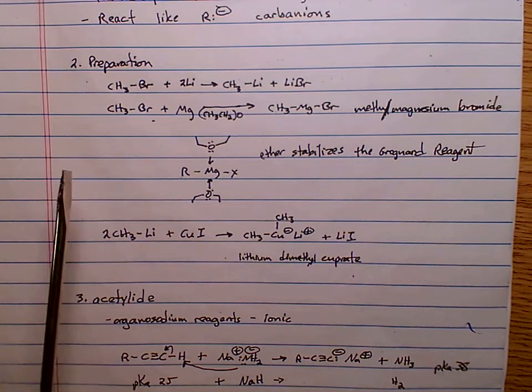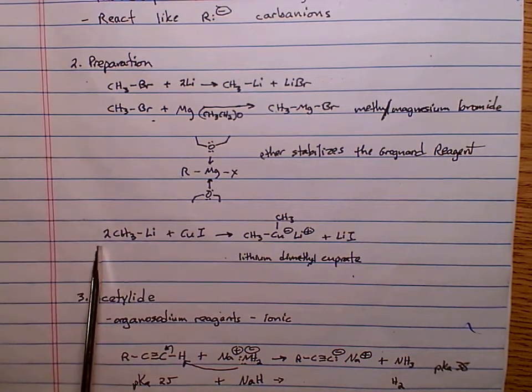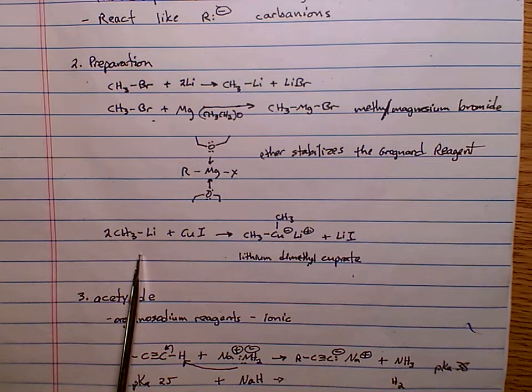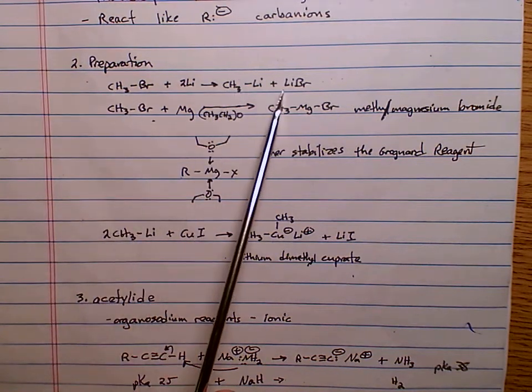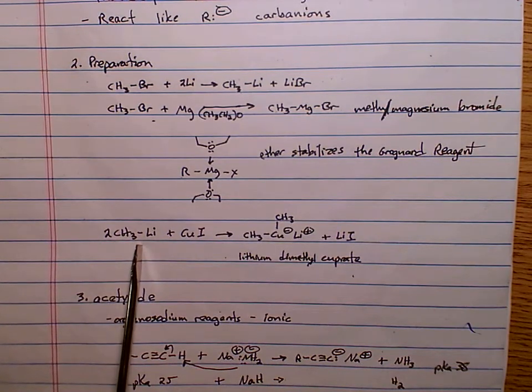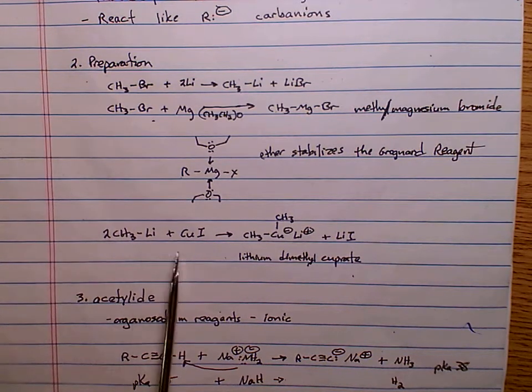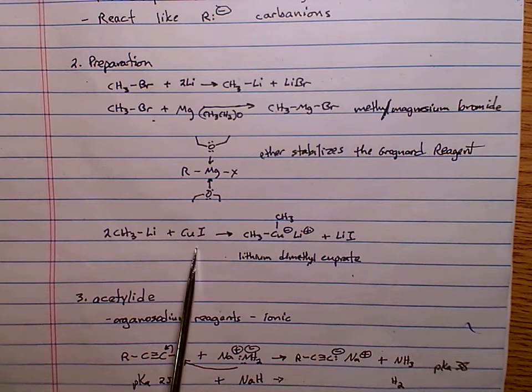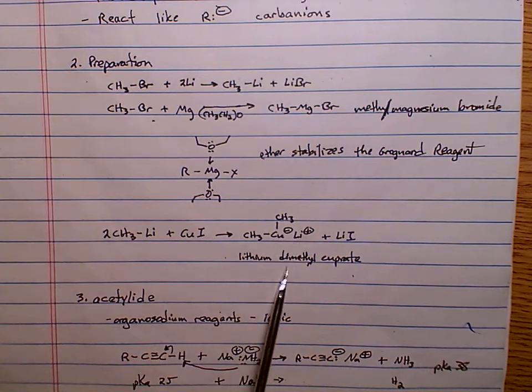To make our organocuprates, we actually have to start with another organometallic reagent. You have to first make the alkyl lithium reagent, and then use two equivalents of that alkyl lithium reagent plus copper(I) iodide to make our organocuprate here, plus lithium iodide.